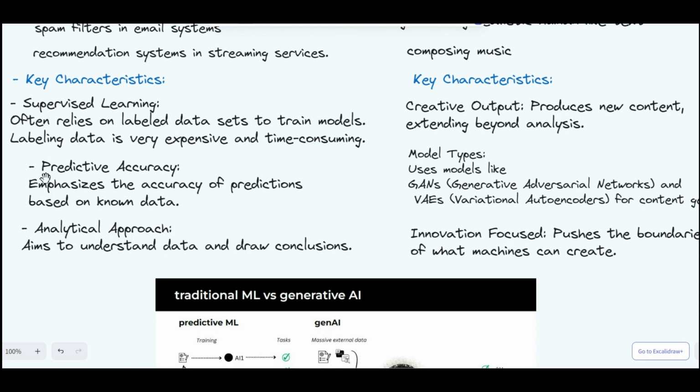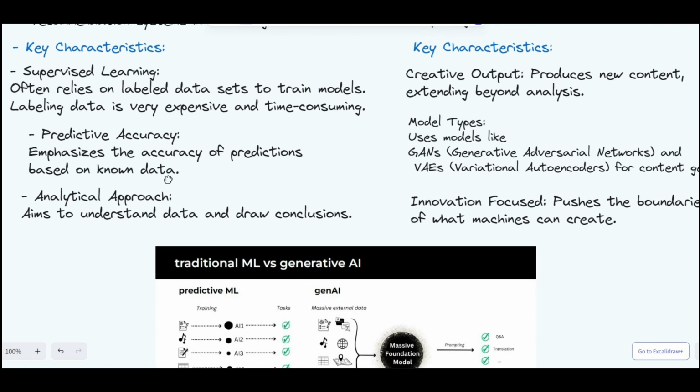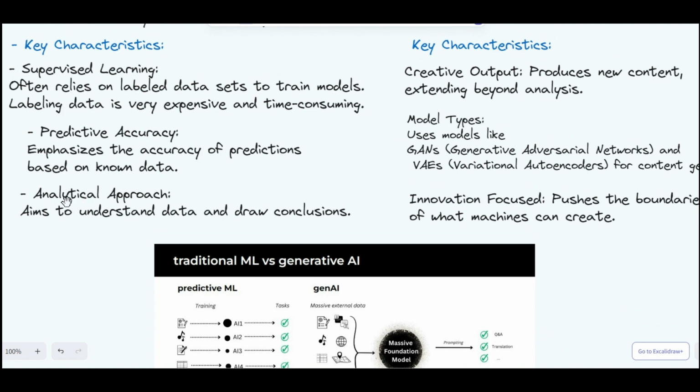One more characteristic of traditional machine learning is predictive accuracy. It emphasizes the accuracy of prediction based on known data. Another characteristic of traditional machine learning is the analytical approach. It aims to understand data and draw conclusions.